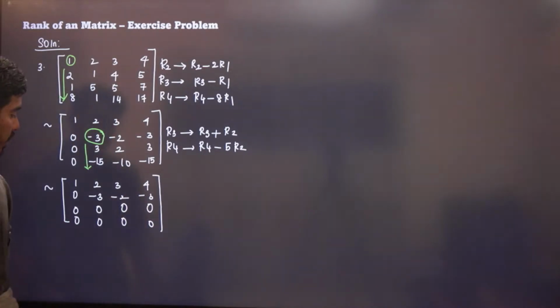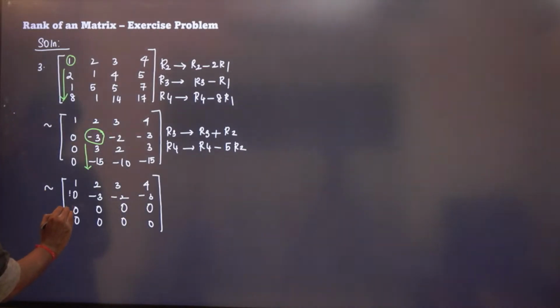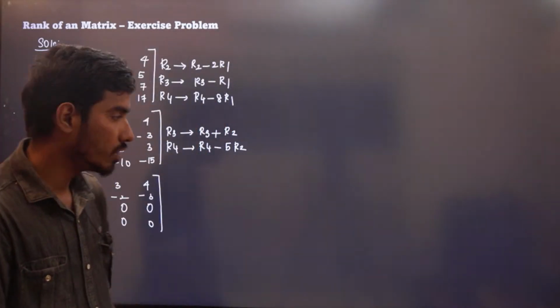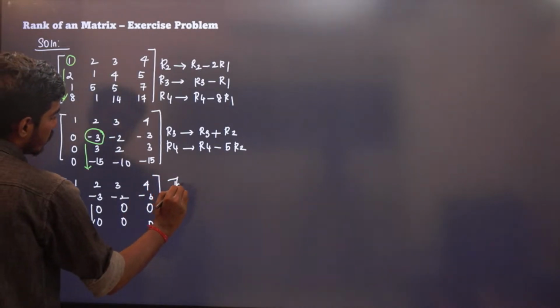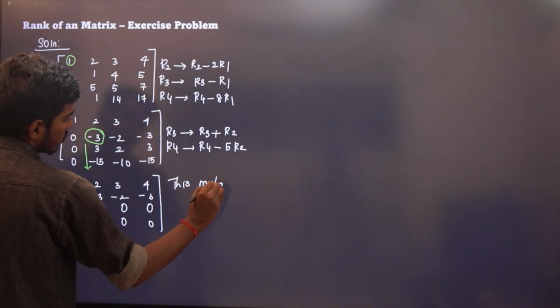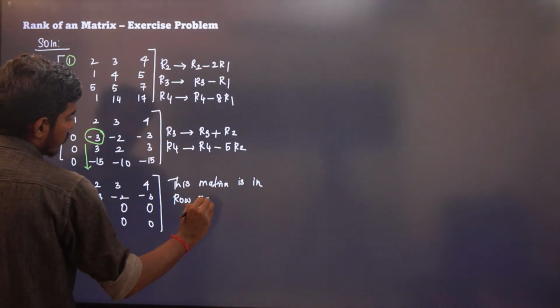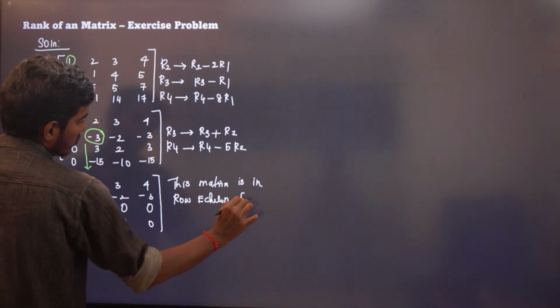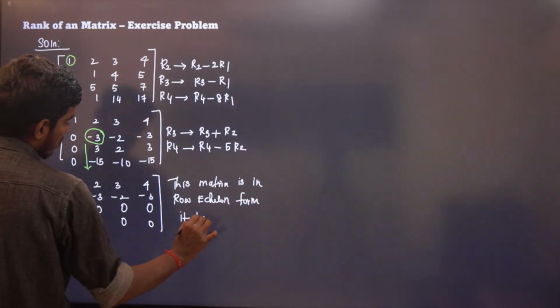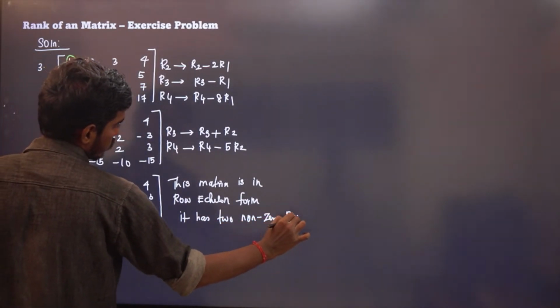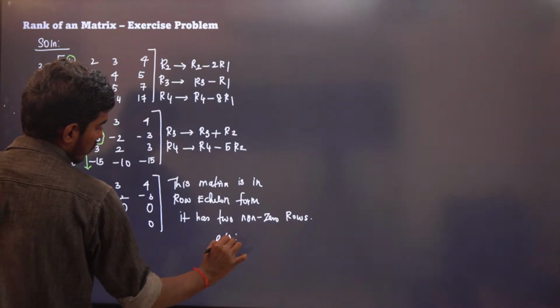This is in row echelon form, right? First row, first non-zero element, below that everything is zero. Second row, first non-zero element, below that everything is zero. Third row, there is no non-zero element. Go to the fourth row, there is no non-zero element. So this matrix is in row echelon form. How many non-zero rows? It has two non-zero rows. So the rank of this matrix is 2.